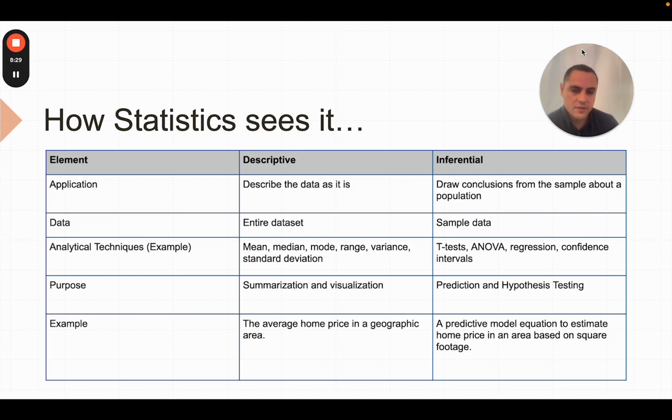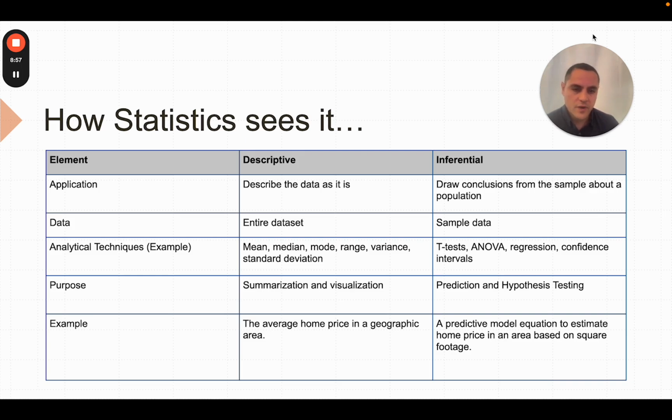You might also, though it's not listed there, do some frequencies if you have categorical data, and look at the frequency that a certain category occurs for a field. So the purpose there is summarization and visualization. An example might be the average home price in a geographic area.